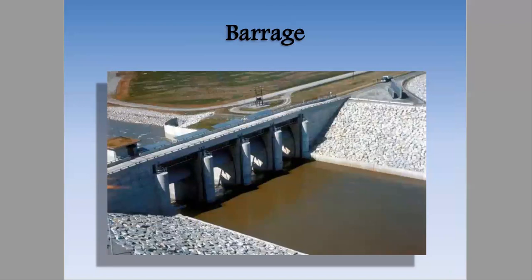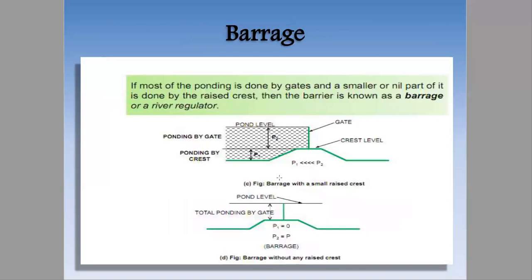Now let's see the barrage. In case of barrage, the major portion is controlled through shutters and only a few portion with crest. Here you can see clearly that the major portion, most of the ponding, is done by gates and a smaller or nil part is done by a raised crest.